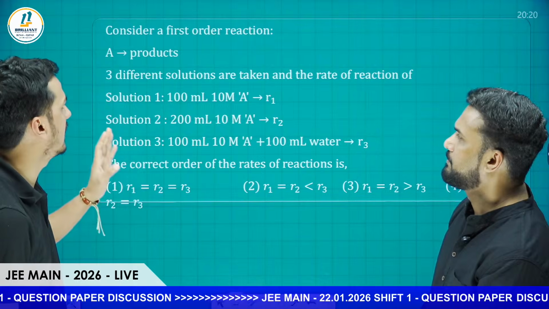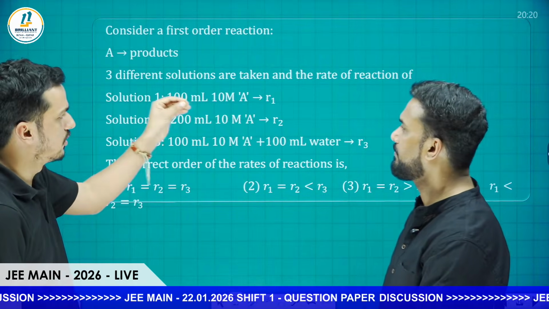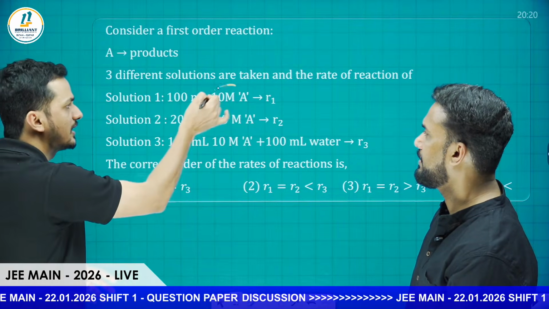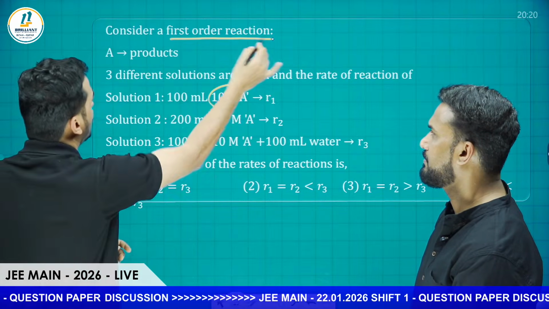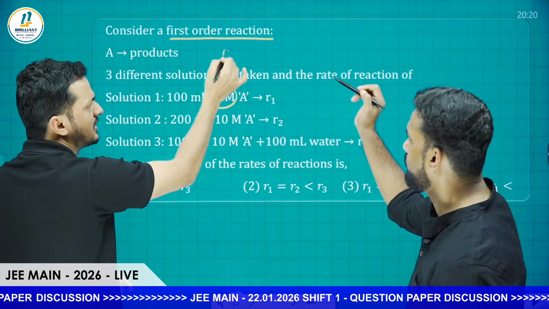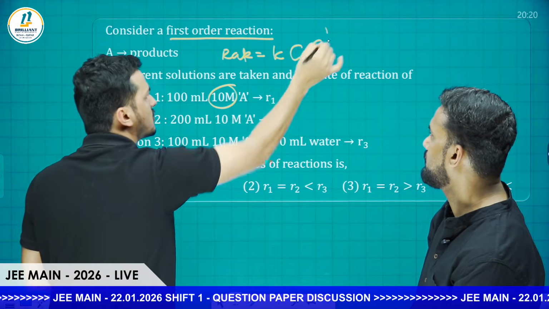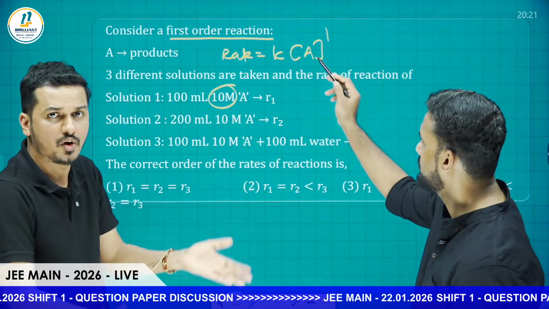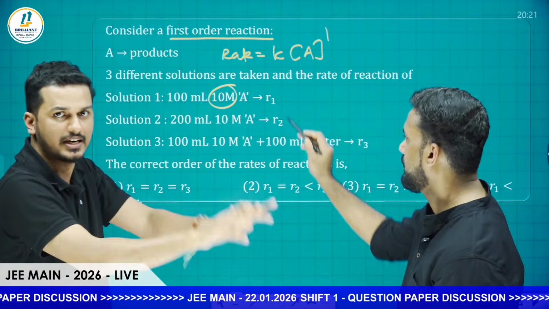Consider a first order reaction, A gives product. Three different solutions are taken and the rate of reaction is compared. First of all, they have given a first order reaction, so we can write rate is equal to K into concentration of A, A raised to 1. Rate is directly proportional to concentration of A. If concentration of A increases, rate increases; if it decreases, rate decreases.